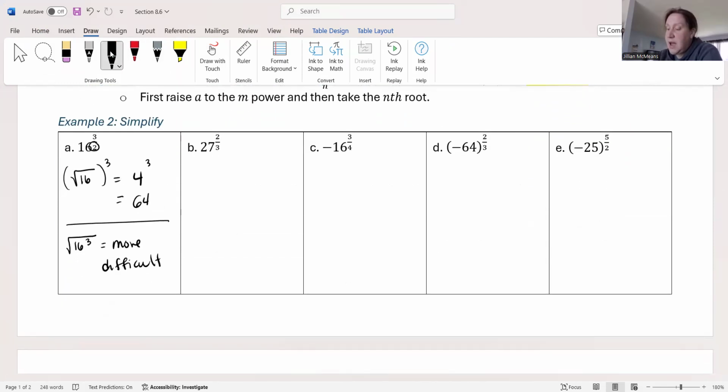So part B, we have 27 to the 2/3 power. Our index is the denominator of the rational exponent, so we're dealing with a cube root. So we have the cube root of 27, and then I want to take the entire expression and square it. Now, the cube root of 27, we want one of 3 identical factors of 27. So 27 is 3 times 3 times 3. So the cube root of 27 is 3, and then we just want to square it.